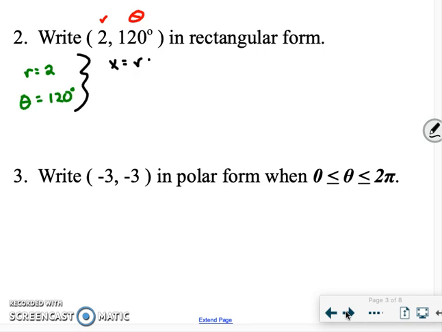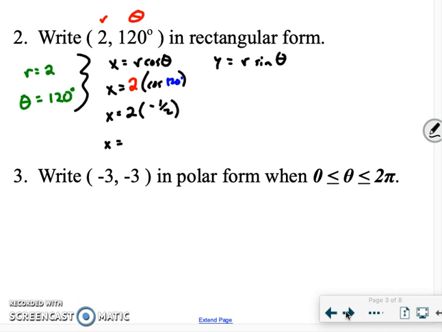So we know that x is equivalent to r cosine theta, and that y is equivalent to r sine theta. Now it becomes substitution, and we can say that x is going to be equal to r, which is 2, times the cosine of theta, which is 120 degrees. Now it's going to come down to our reliance on knowing that unit circle. When we're looking at this, we have to consider that the cosine of 120 degrees is -1/2, and 2 times -1/2 is -1.